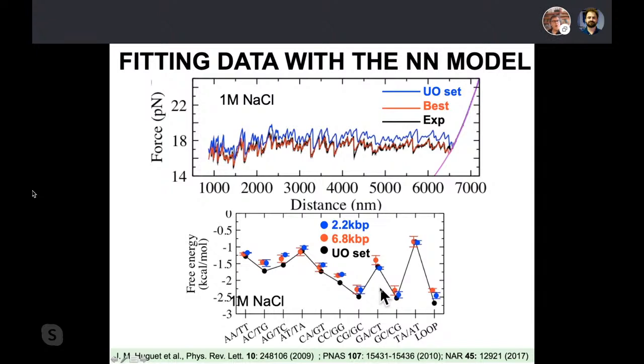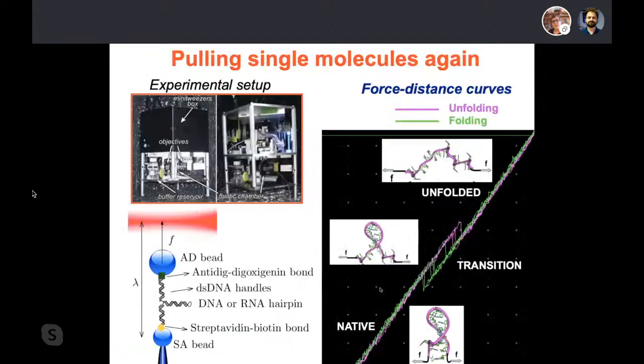Well, we were able to show that these force energy measurements, using these experiments, are very powerful, these single molecule manipulation techniques for the energetics of single molecules. Now you can pull single molecules again and again, of many types.